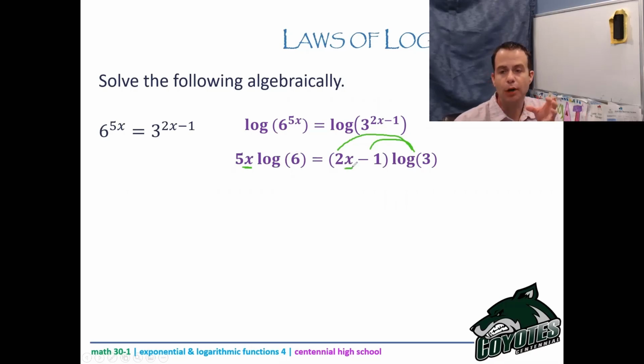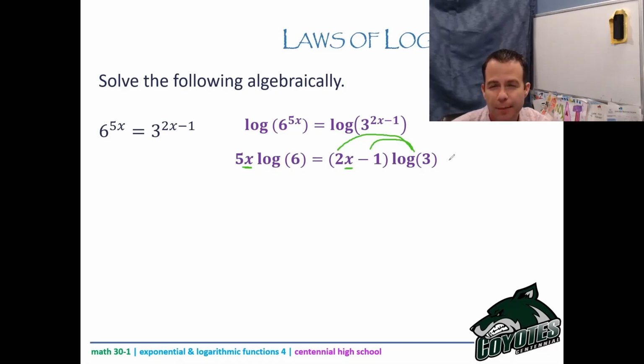So I'm not ready to get x all by itself here because x is in several different spots. So what I need to do algebraically is get rid of all the brackets, and then bring all the terms that involve x onto one side of my equation and all the terms that don't involve x onto the other side. The only way to do that at this point would be to distribute.